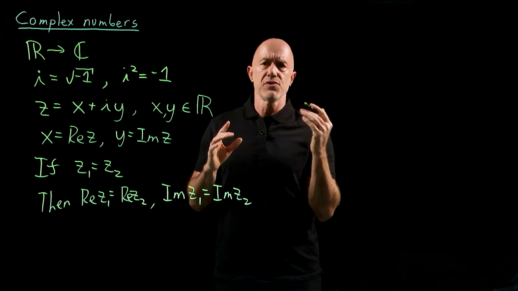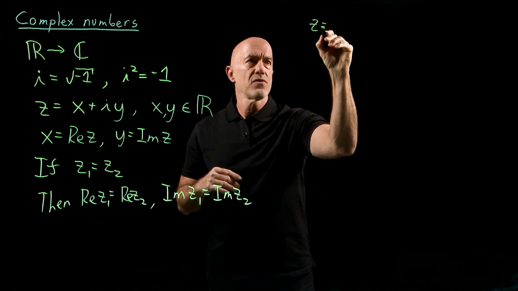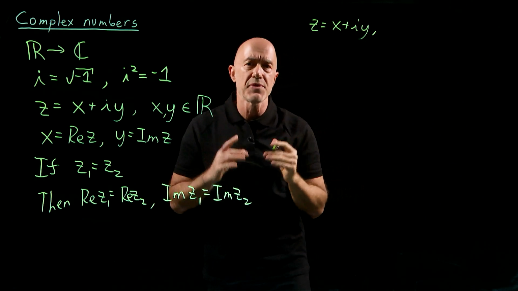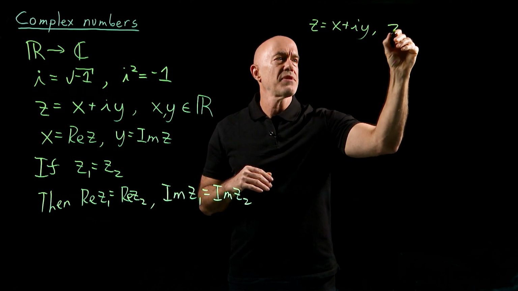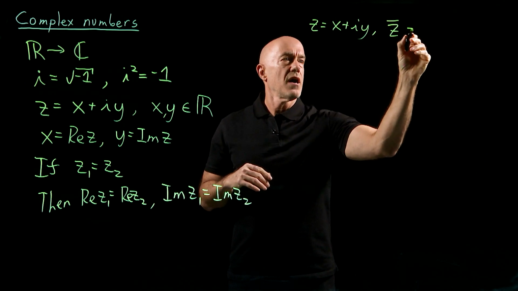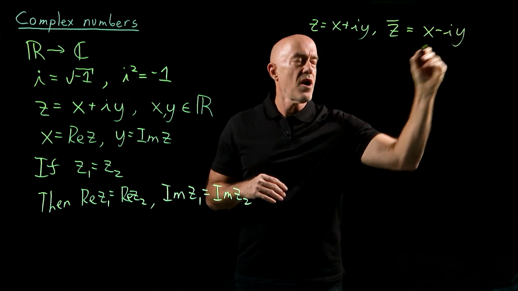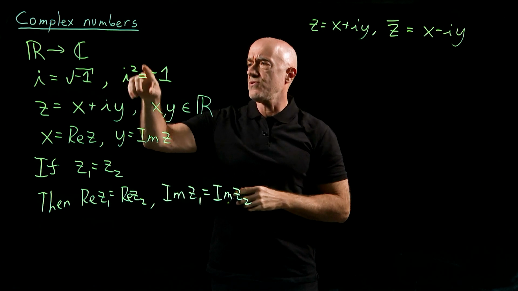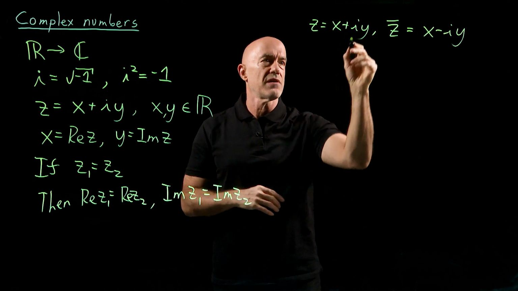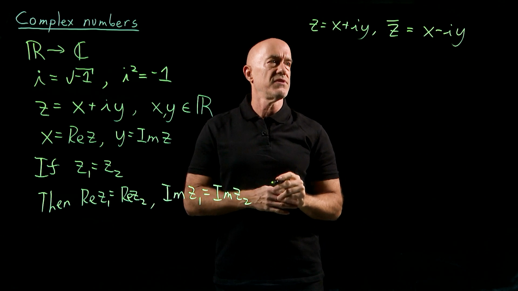Now it's useful to introduce another function. So if we have z equals x plus iy, we have another function which is called the complex conjugate function. The complex conjugate of z, which we write as z bar, changes the sign of i. So that becomes x minus iy. So remember I said that there are two numbers such that when you square them, you get -1. So here we see the two numbers i and -i. This is called the complex conjugate of z.